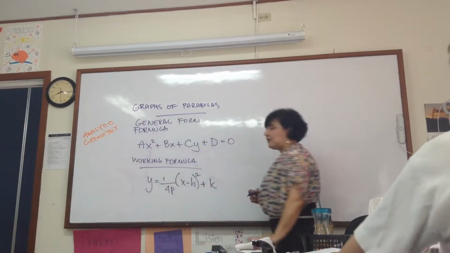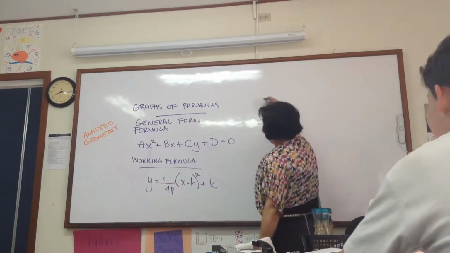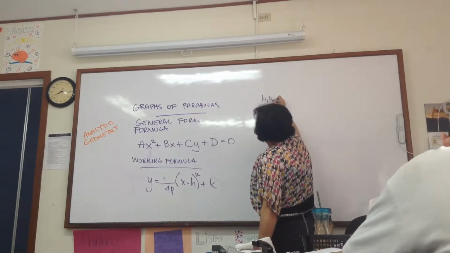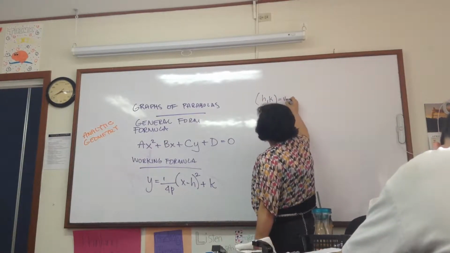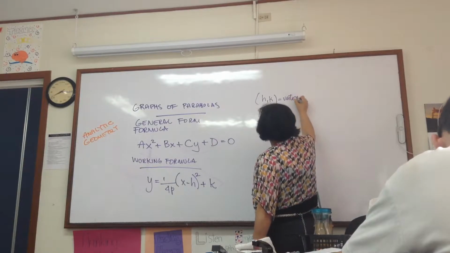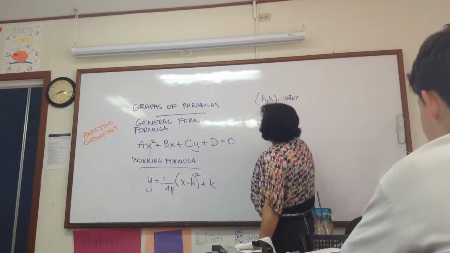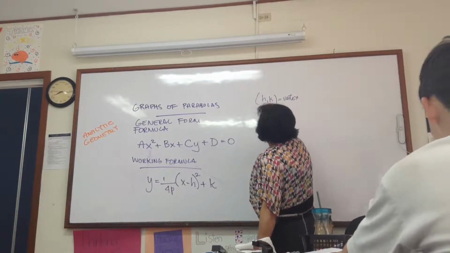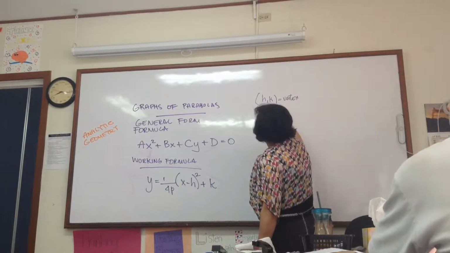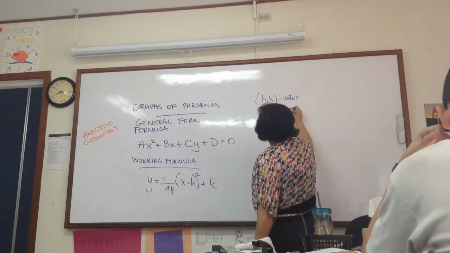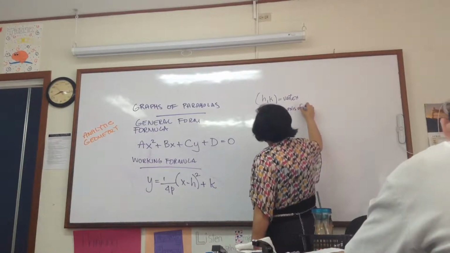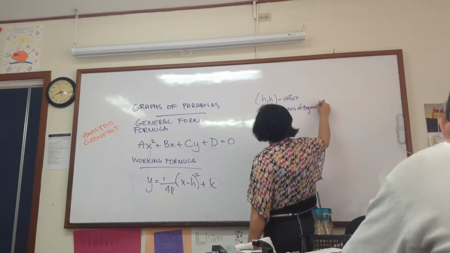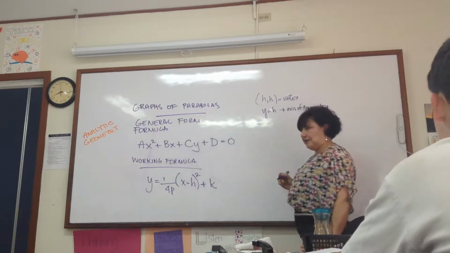What does each of those things mean? We already know H comma K is going to be the vertex. I sort of explained it already. And y equal to H is going to be the axis of symmetry.